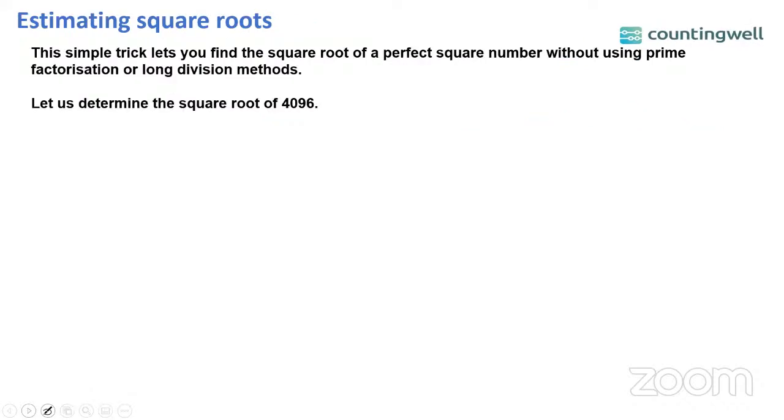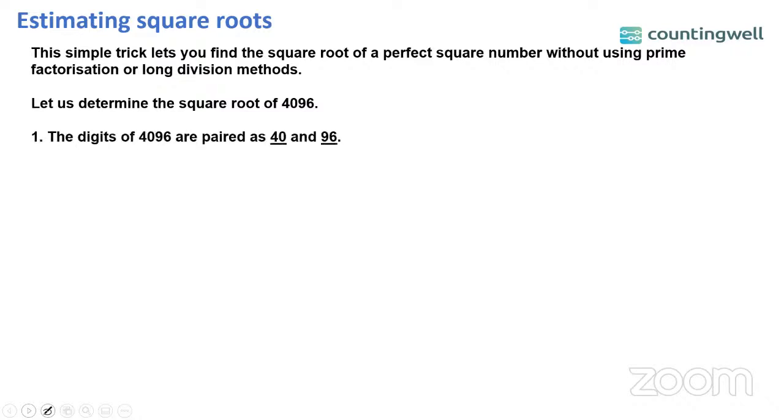Now let us estimate square roots. This simple trick lets you find the square root of a perfect square number without using prime factorization or long division methods. But you should be very careful while estimating square roots. Let us determine the square root of 4096.